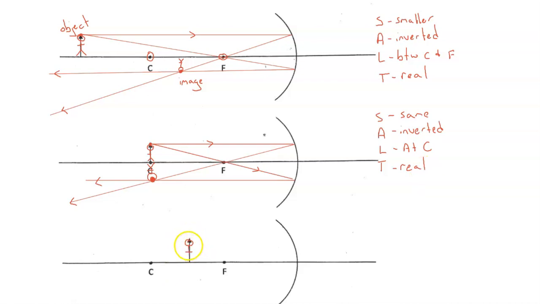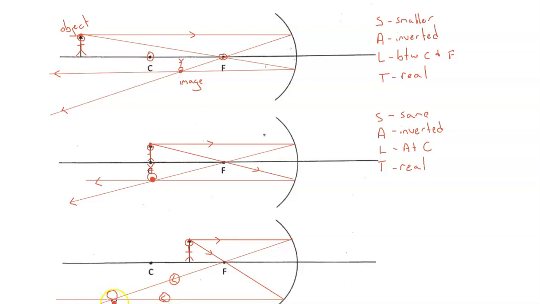What do we get this time? So we'll go parallel and through F, and then through F and parallel. So here's our image right there. I always forget the arrows, but they're important because we want to see where the two reflected arrows intersect.